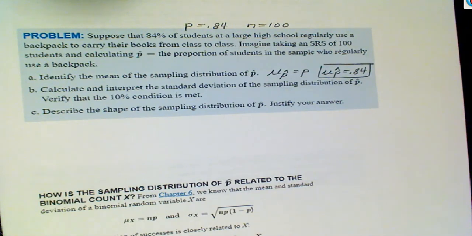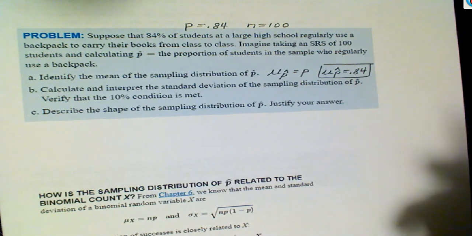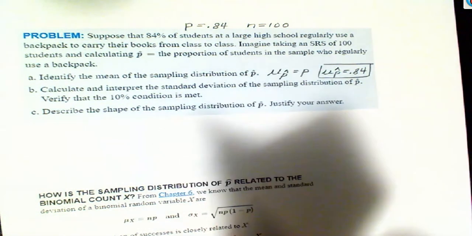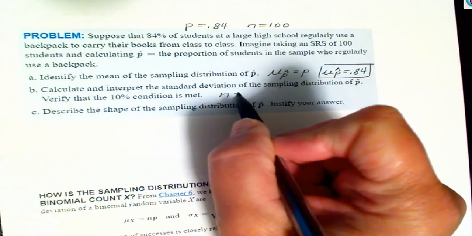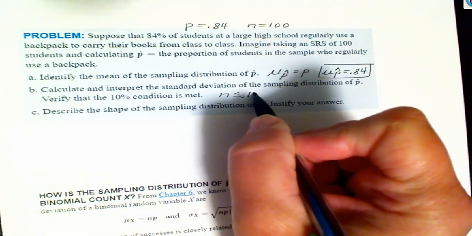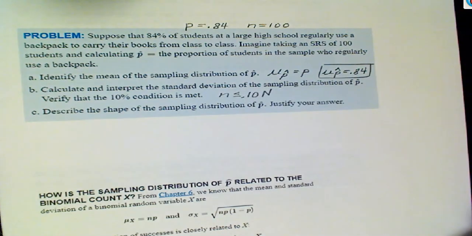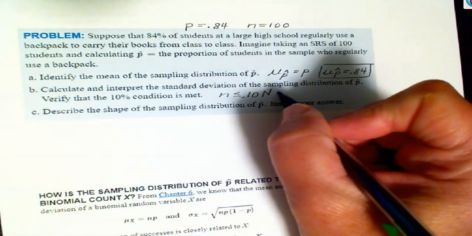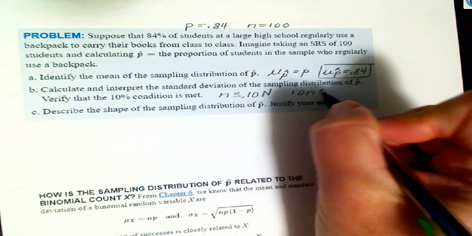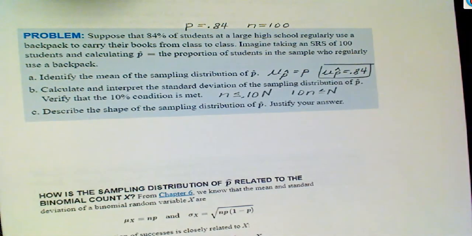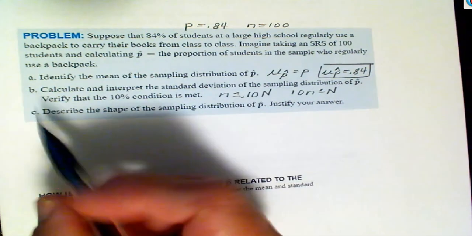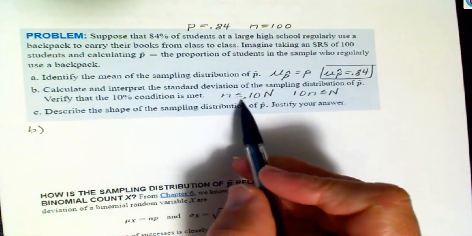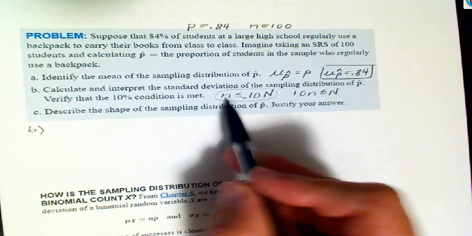Every time, the mean of the sampling distribution of the proportion is going to be equal to what p is. Part B: calculate and interpret the standard deviation of the sampling distribution of p hat. Verify that the 10% condition is met. With the 10% condition, I'm going to show you two things. Sometimes you'll see it written like n is less than or equal to 0.10 times the population. But what I usually do, I just think it's easier, is say 10n has to be less than or equal to capital N. So you want to check this 10% condition. I think this is what the book says, and this is what some people do.